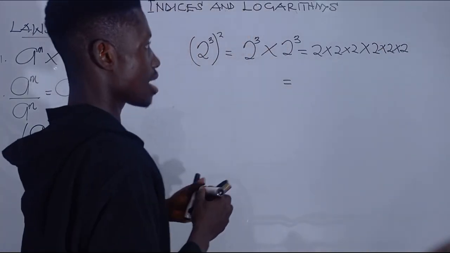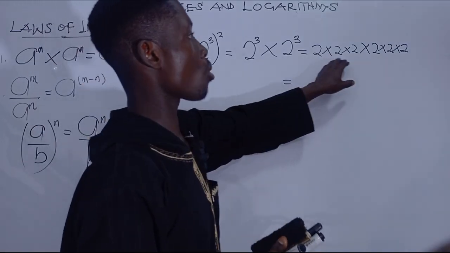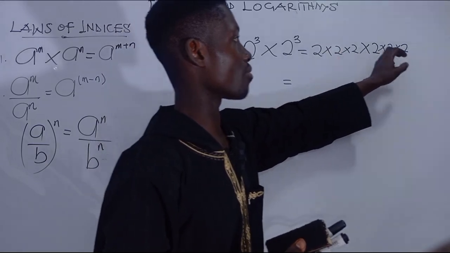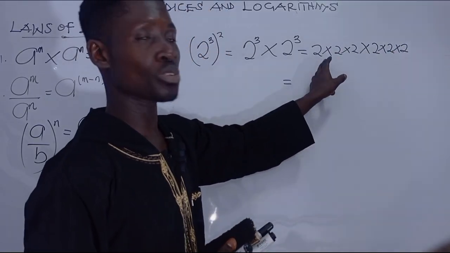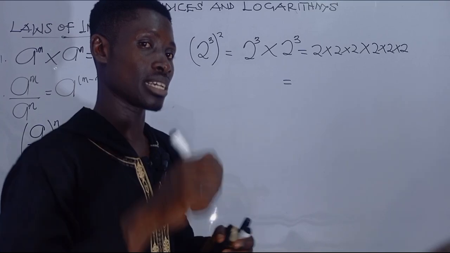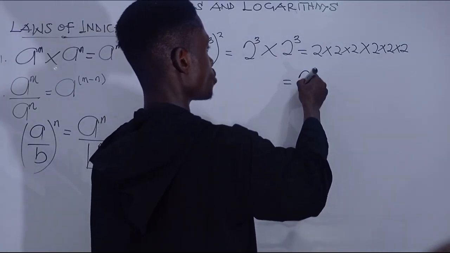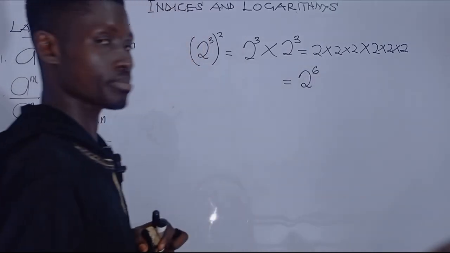Now looking at this, how many times is the number 2 multiplying itself? It means we have to count 1, 2, 3, 4, 5, 6. It means that the number 2 is multiplying itself how many times? 6 times. So we can write it as 2 raised to the power 6.